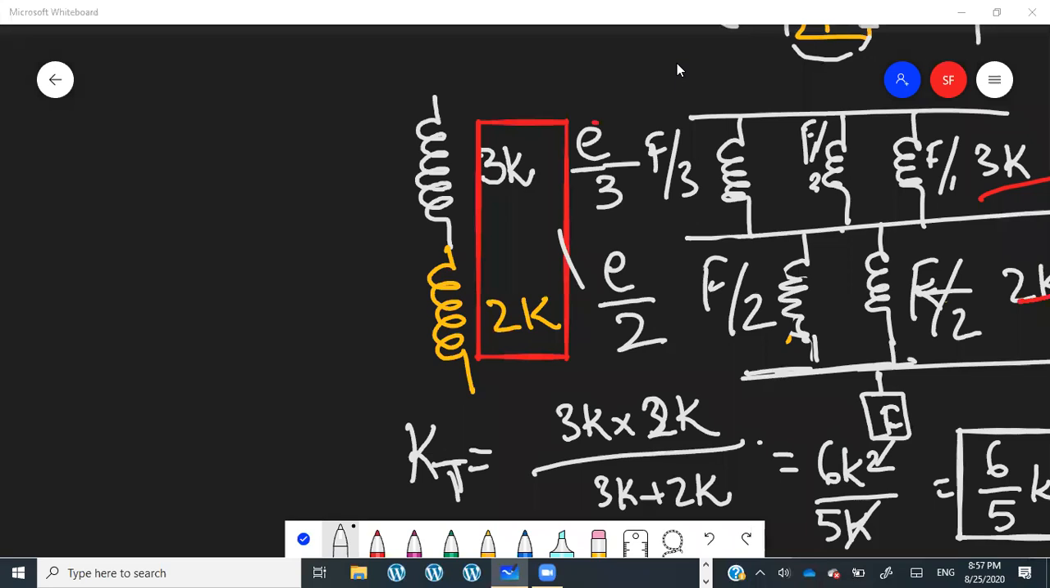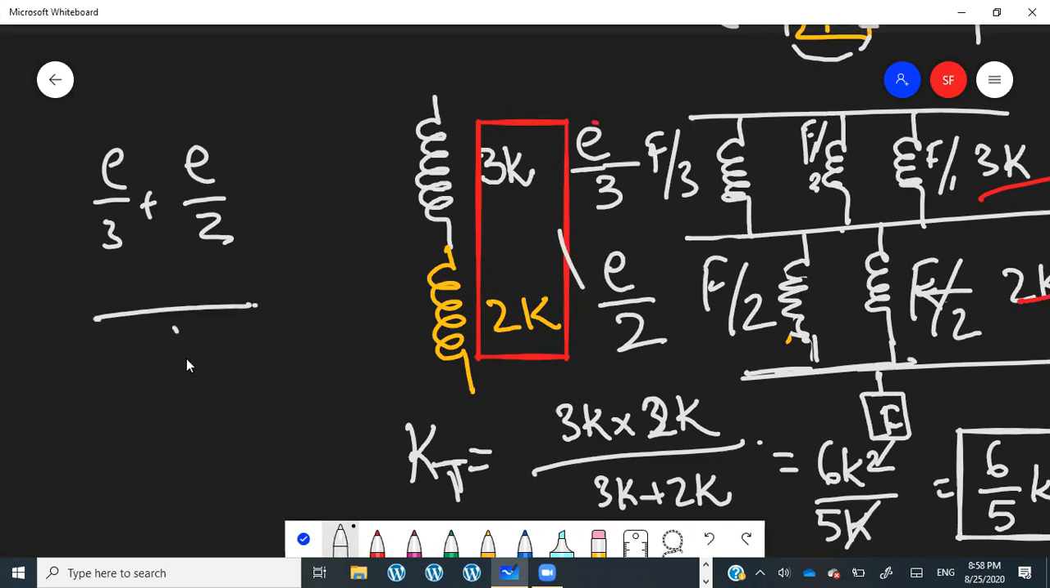Okay, now, basically this is E upon 3 and this is E upon 2. And I just told you that these two, meaning this entire combination and this entire combination, are in series with one another. The total extension is going to become E upon 3 plus E upon 2. And if you take the LCM, what's going to be the LCM? It's going to be 6, right?